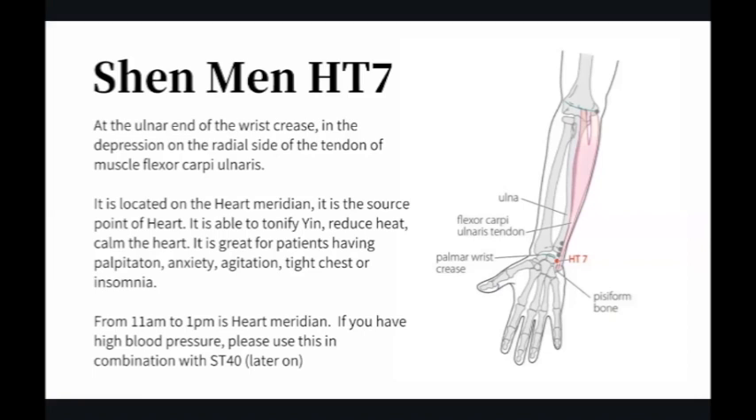If you read the Google, you might not understand what's ulnar, what's radial side of the wrist, because the ulnar bone is outside. That's why it's called the ulnar side. So on the ulnar end of the wrist crease, in the depression. So when you find there's a depression, there's a tendon here, it is on the radial side of the tendon. So this tendon, as you can see from the diagram, is the pink band of muscle that goes up to the elbow.